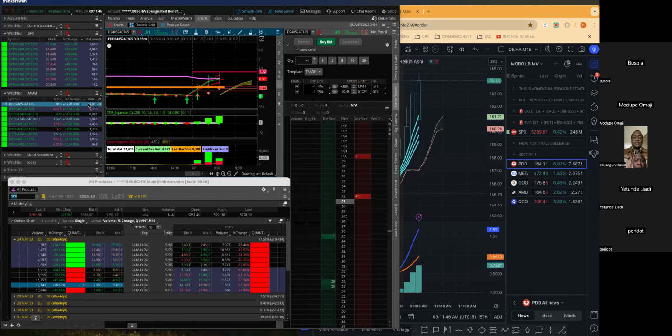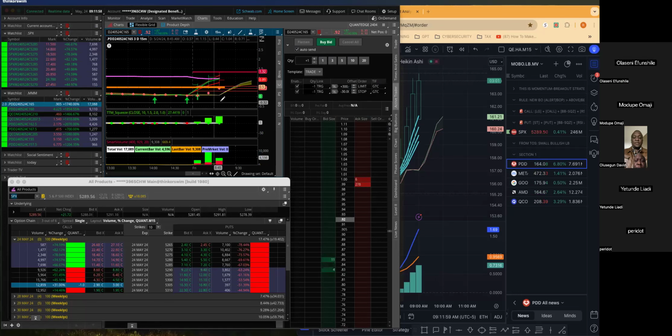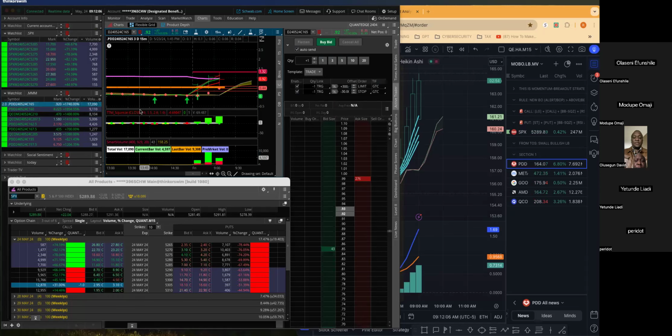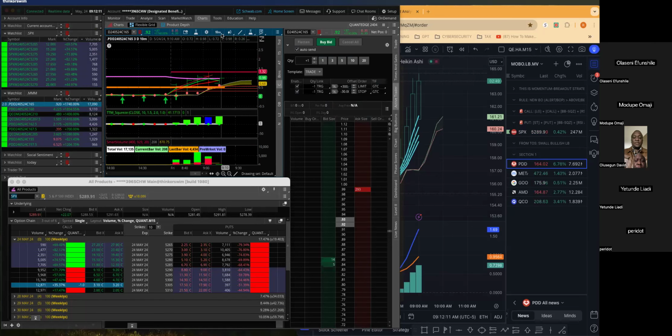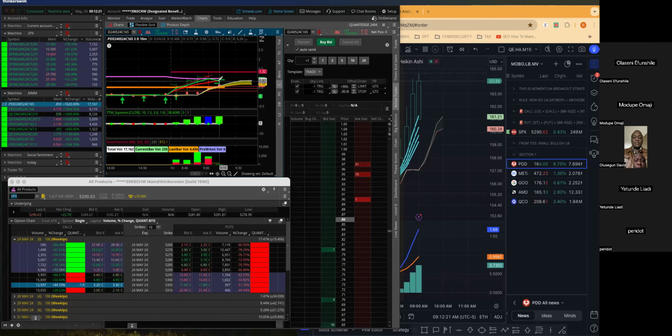Okay. And this PDD is actually dropping now. And that's one of the reasons why this scanner is really good. Once you learn to use it, you will find it really does a lot. It really finds good trades.